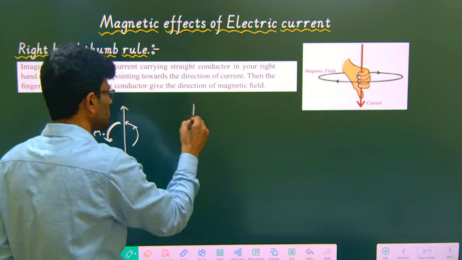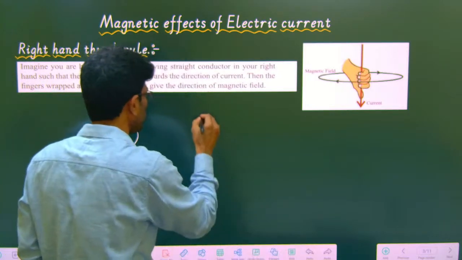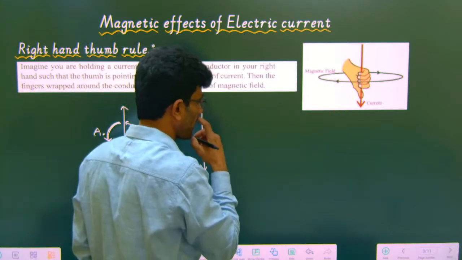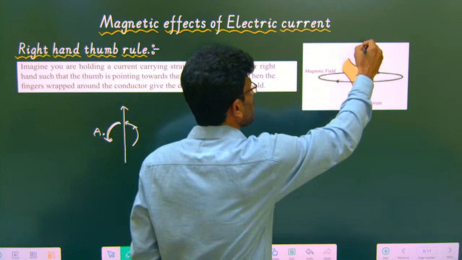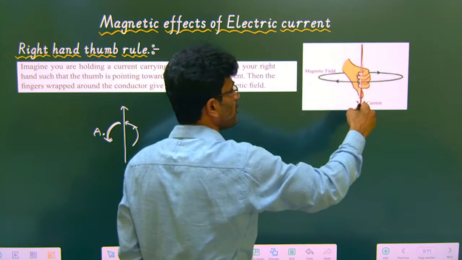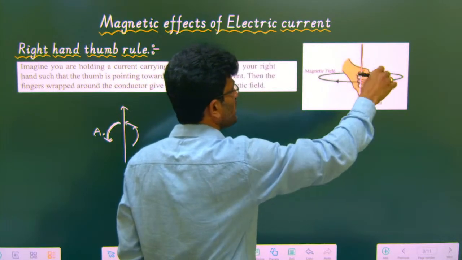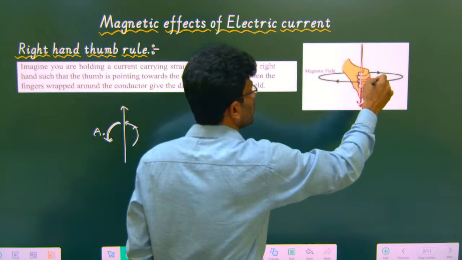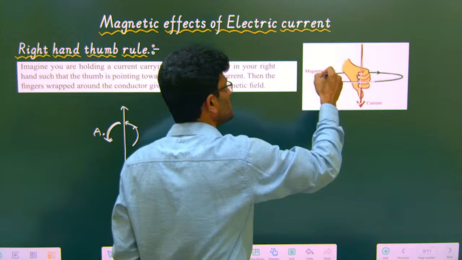Similarly, if the arrow is showing downward direction, then what happens here? Already it is given the direction. What is happening here? Current is coming in downward direction. Then how are the magnetic field lines produced? Now, like this, it is going inside here.